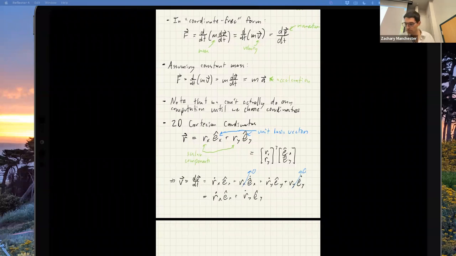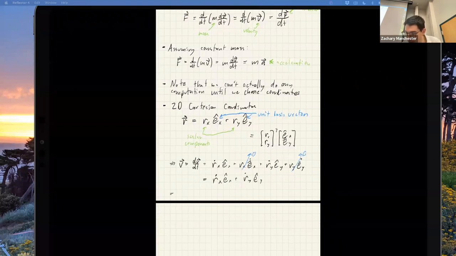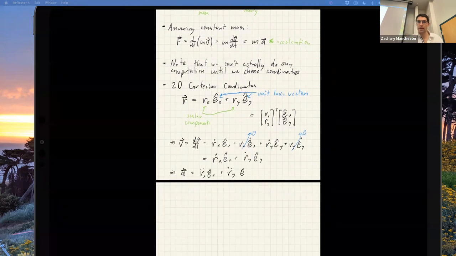And you can do this again and get the accelerations. That's again super straightforward because the basis vectors are constant. So no surprises here, you get this thing. And so it turns out that if we want to write F equals MA down in Cartesian coordinates, we get the standard thing you're used to.